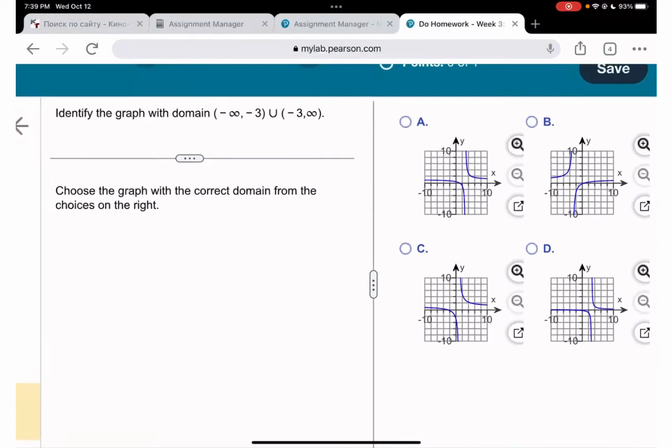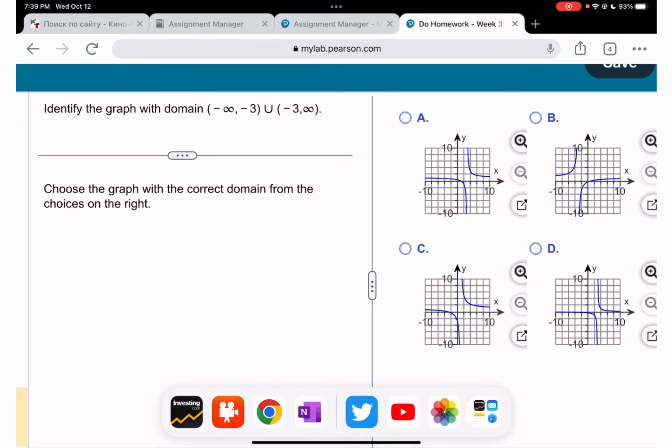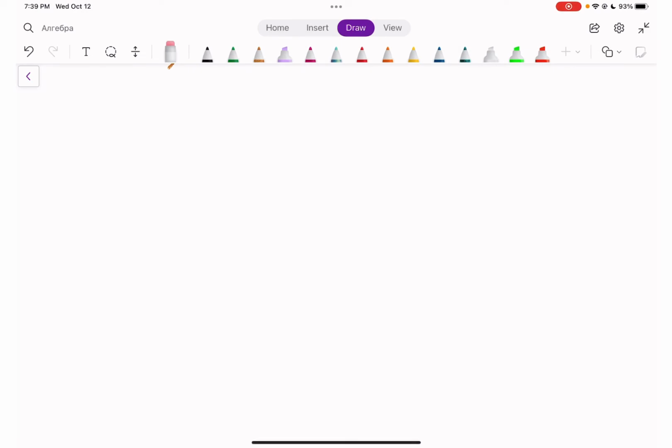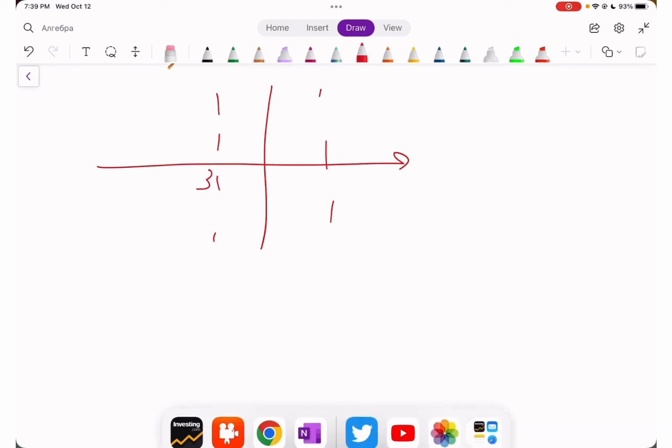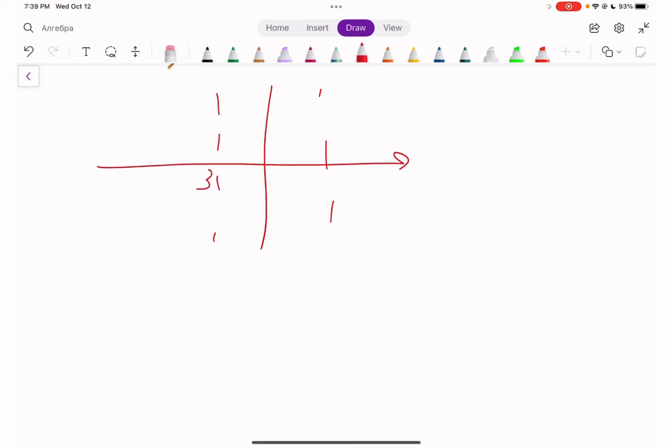Okay, we are solving question number 5. Identify the graph with domain negative infinity to negative 3, and negative 3 to positive infinity. The domain runs along the x-axis. So when we are talking about negative 3, okay, we have only negative 3. This is our domain. Negative 3 is not included.